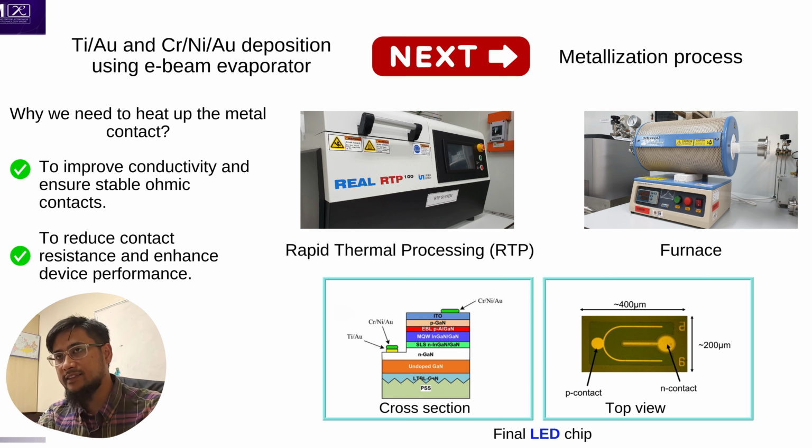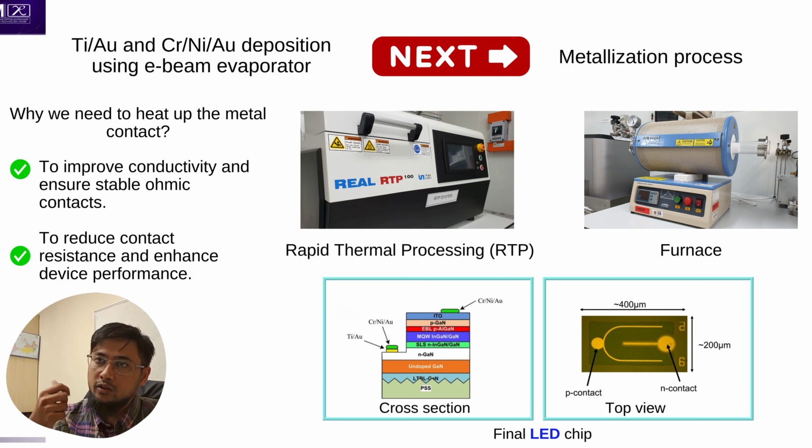So actually we have another step right after we have completed N and P metal contact deposition, and the process is called metallization. What we do is heat up the deposited metal contact using equipment, either rapid thermal processing or RTP, or a furnace, until a certain temperature. The difference between these two is that RTP provides quick heating, while the furnace provides slower but more controlled heating of our sample. You might ask me why we want to heat up the deposited metal contact.